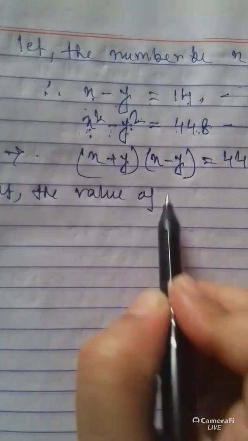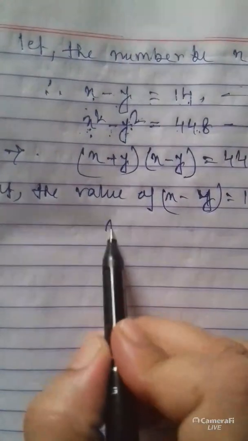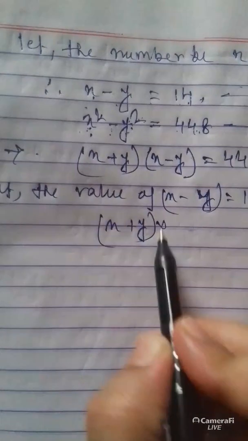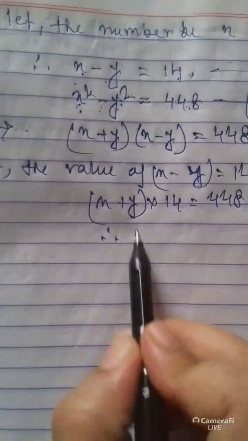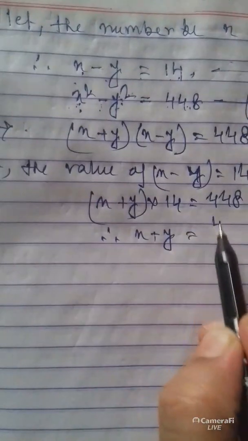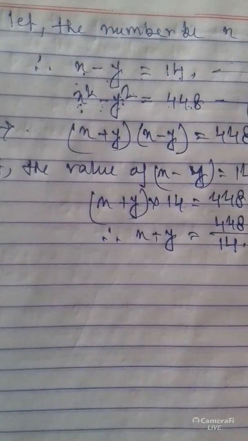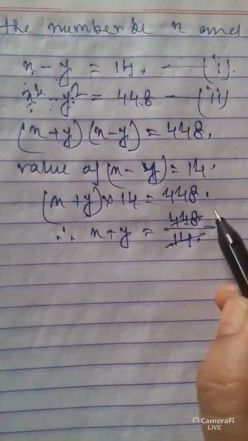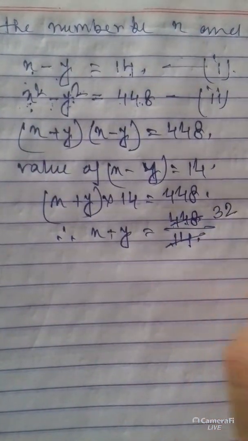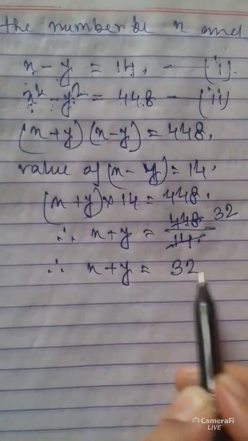Put the value of x minus y, that is 14. So (x plus y) into 14 equal to 448. Therefore x plus y equal to 448 by 14. 448 is completely divisible by 14. We get x plus y equal to 32.